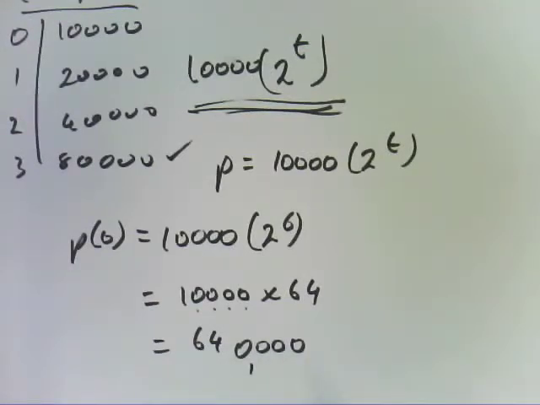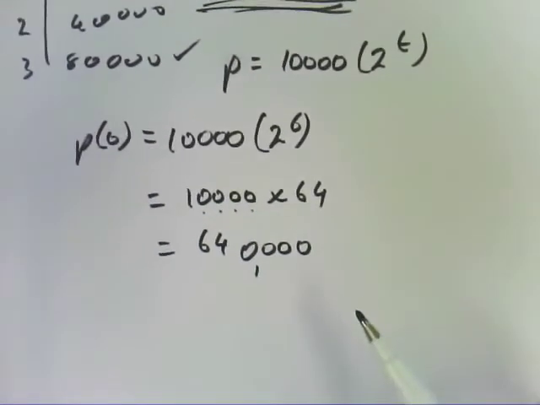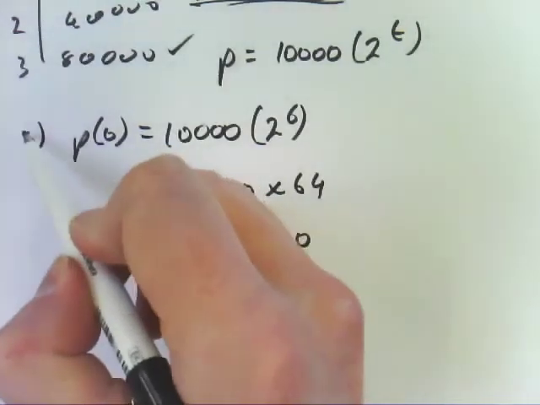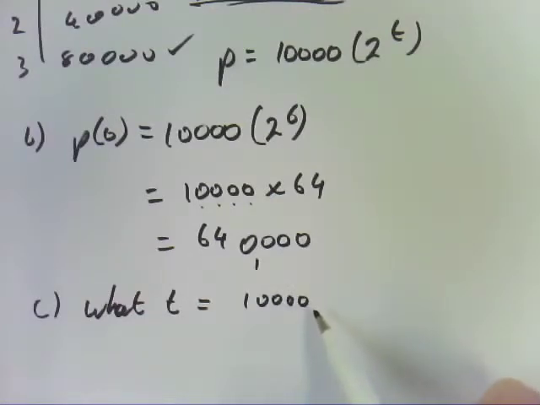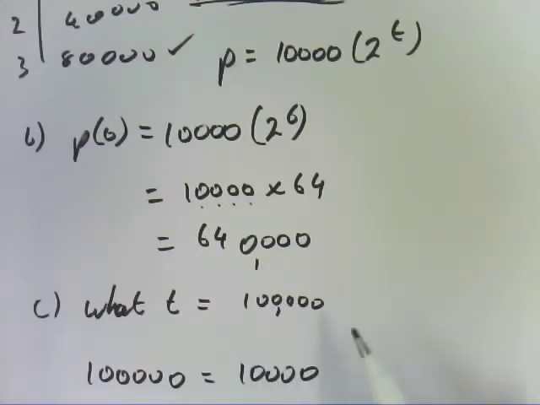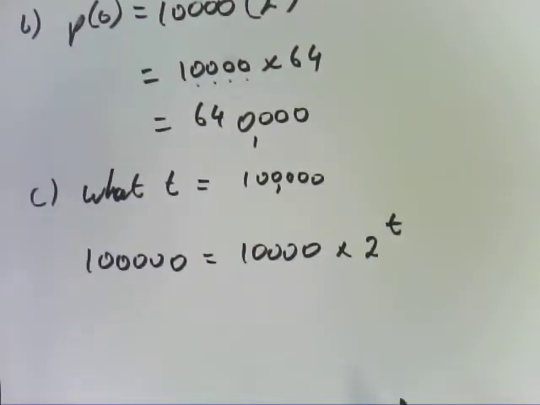Now, the next thing, and this is where you start going a little bit backwards. So that's part B. Part C is what T will make it equal 100,000. So we know our population is 100,000, equals 10,000 times 2 to the T, and we're trying to find T. So if we're going to undo this, we undo this at the start. So we're dividing by 10,000. 1, 2, 3, 4.